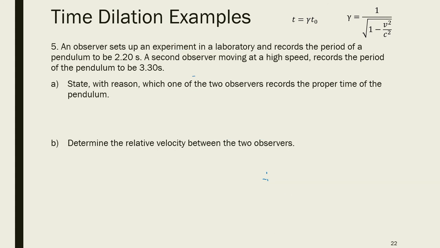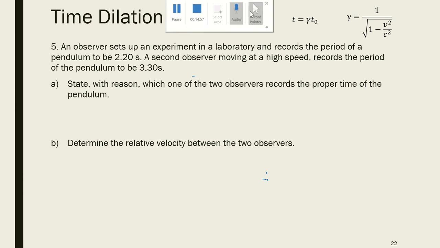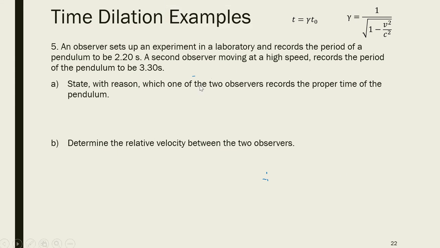Last calculation example. So an observer sets up an experiment in a lab, records the period of the pendulum to be 2.2 seconds. A secondary observer moving at a high speed records the period of the pendulum to be 3.3 seconds. So state with reason which one of the two observers records the proper time. So the proper time is T0, remember? And the easiest way for you guys to remember the proper time, or T0, is the smallest one.